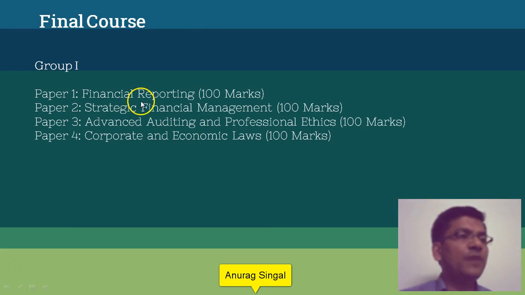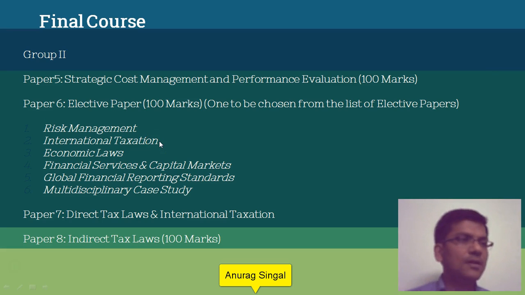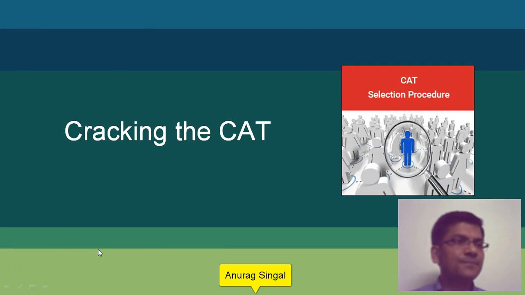At the final level, you have in group 1 financial reporting, then SFM, which is called MAFA in our times, advanced auditing and law. What you study in paper 5 in group 2 is costing. Paper 6 is you'll have a host of electives, risk management, international taxation, economic laws, financial services and capital markets, global financial reporting standards, multidisciplinary case study. So this is the new addition. Paper 7 is direct tax and international tax, and paper 8 will be indirect tax.